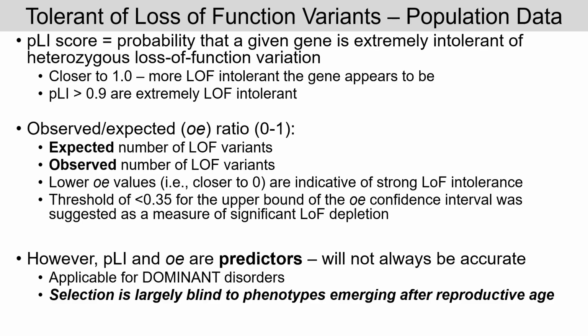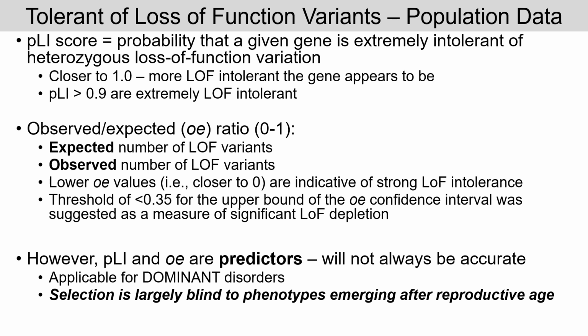However, this curation is not available for all genes yet, so there could be times you need to look elsewhere to determine if loss of function is a disease mechanism. One way is to look at population databases to be able to determine if this criteria could be met. So gnomAD and ExAC calculate this pLI score, which is the probability that a given gene is extremely intolerant of loss of function. The score is between 0 and 1, with scores above 0.9 suggesting extreme loss of function intolerance.